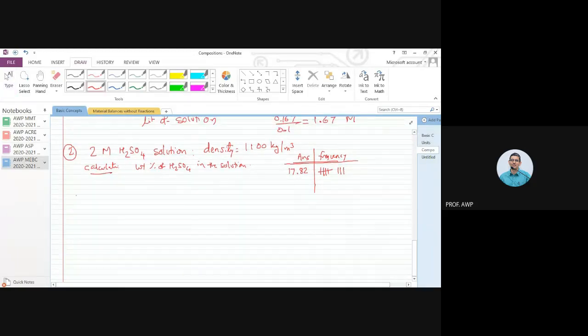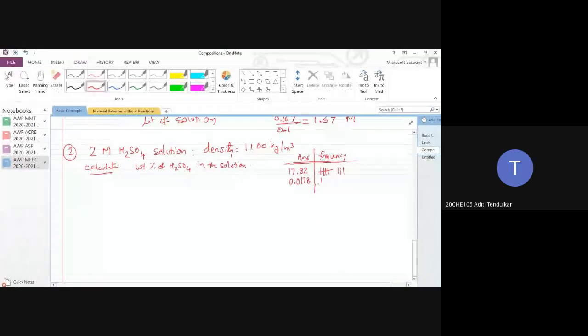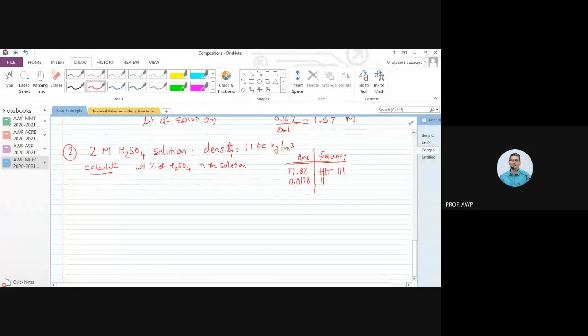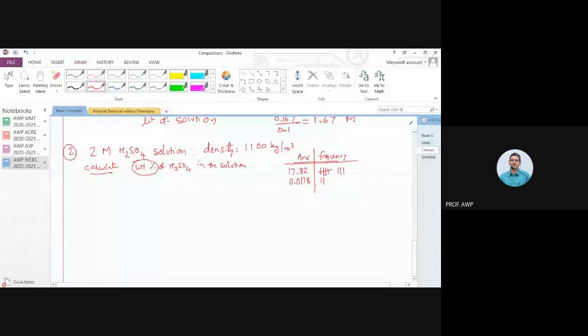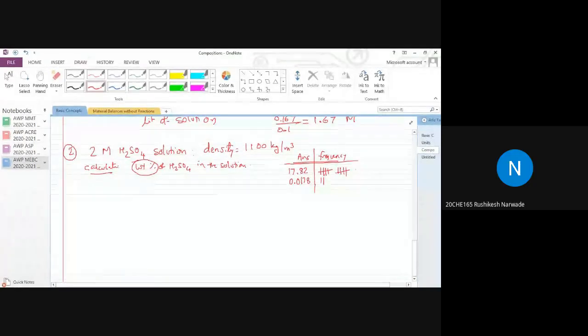Okay. So I am getting 0.0178. All right. You are telling me mole fraction or mole percent? Sorry, weight percent or weight fraction? Weight percent. Weight percent, right? Okay. So, 0.0178. Yes, sir. 17.82. Yes, sir. 17.82.